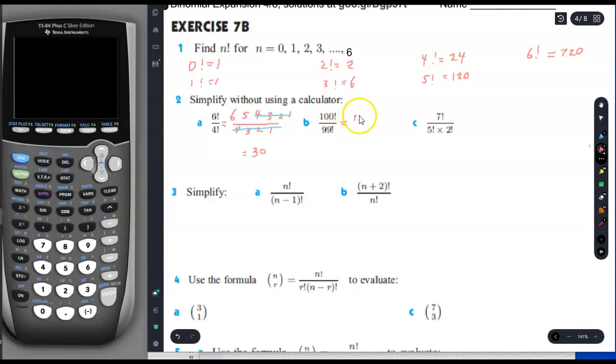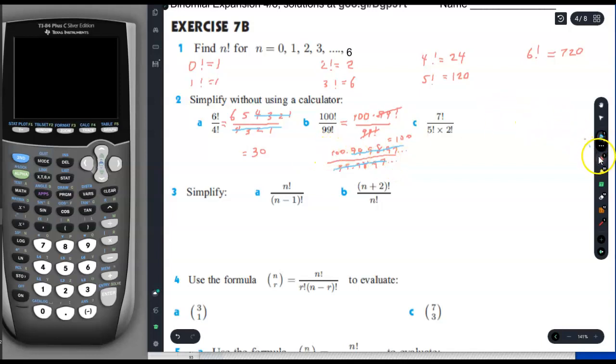Now, B, that looks terrible, doesn't it? No, I'm just going to write here that 100 factorial is actually equal to 100 times 99 factorial, isn't it? And then the 99 factorials cancel out. If you don't remember how to do that, no problem. What you can do is write 100 times 99 times 98 times 97, and so on. And then on the bottom, you write 99 times 98 times 97, and so on. And now you're going to remember, oh yeah, these cancel out, and I'm left with 100.